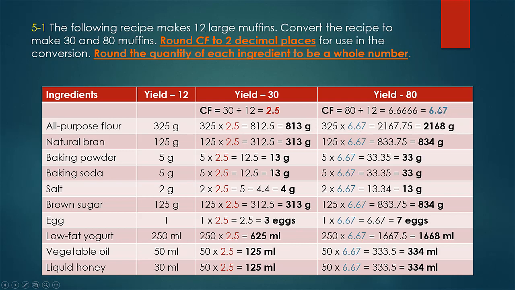325 grams times my conversion factor, 2,168 grams. 125 grams of natural bran times my conversion factor, I need 834 grams. And I do the same thing all the way down. So now I know exactly how much I need of each ingredient to make 12 muffins, to make 30 muffins, or to make 80 muffins.